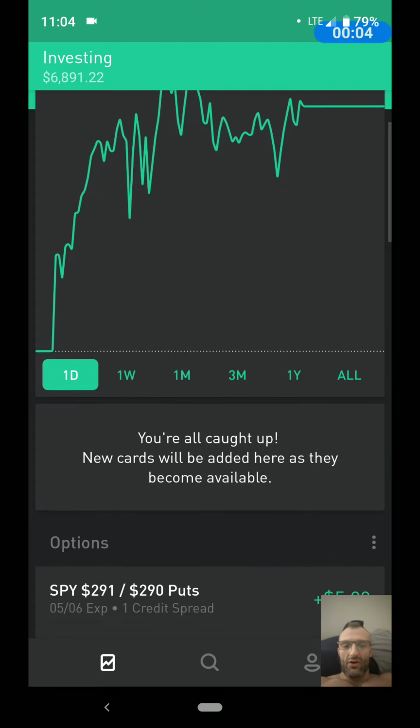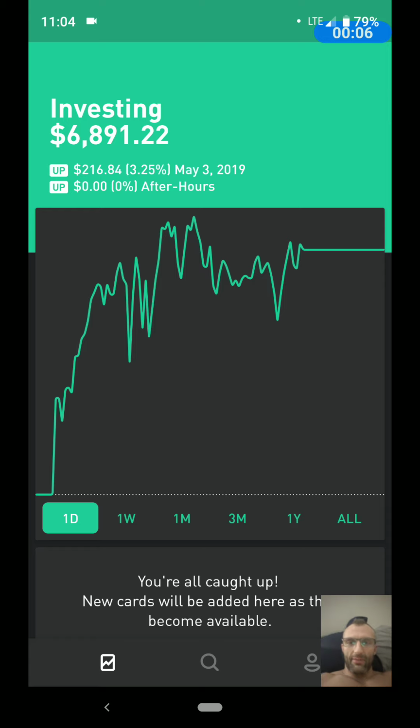I wanted to give you a quick tutorial of Robinhood and how to enter into a position, as well as go over some of my positions. So when you get into the app here, you can see a couple things.